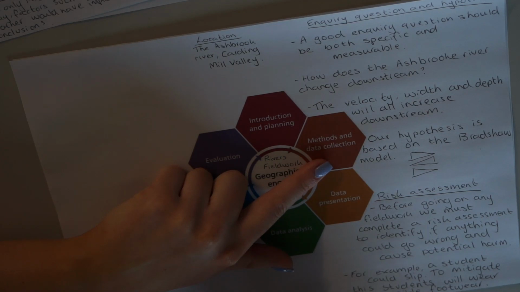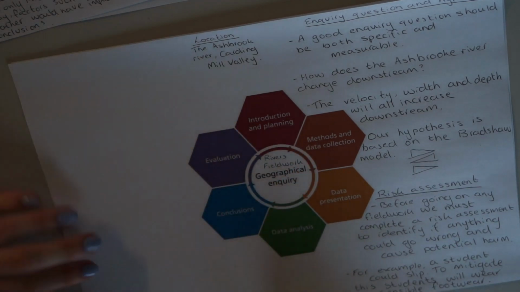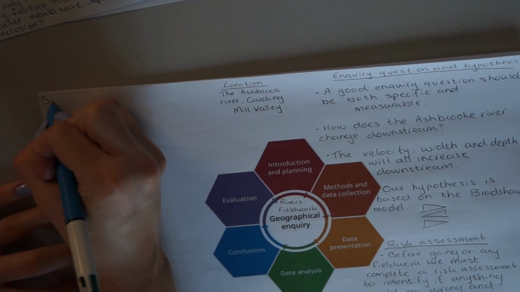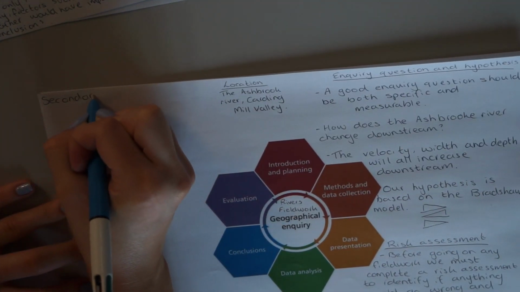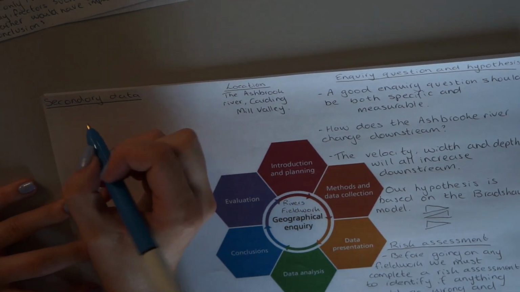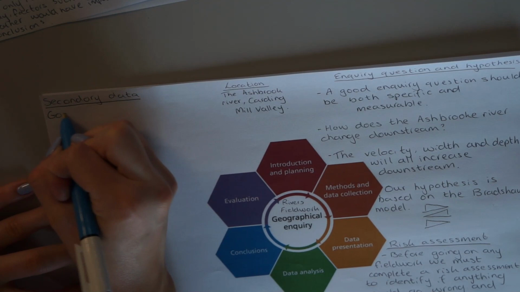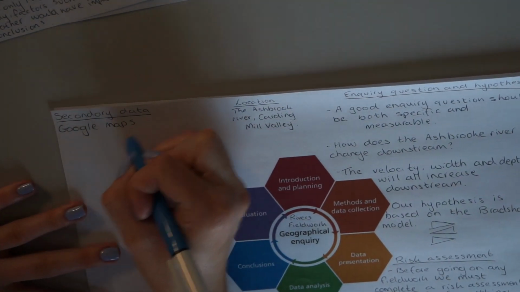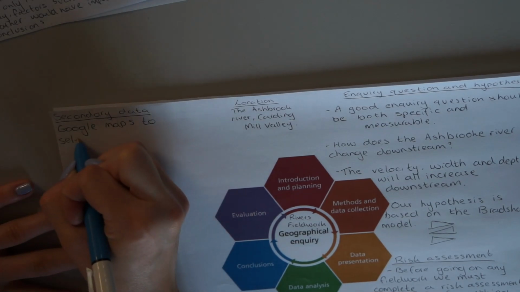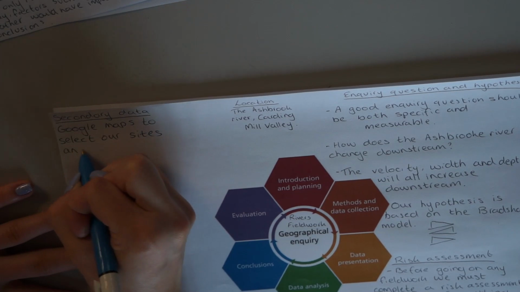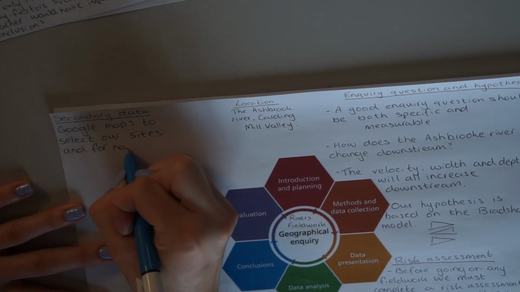Next, we are going to look at methods and data collection. So in our investigation, we used secondary data. So we used Google Maps to select our sites and for navigation.